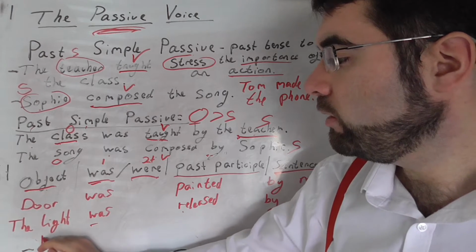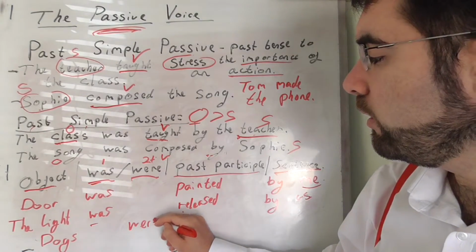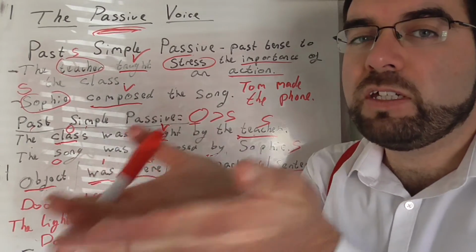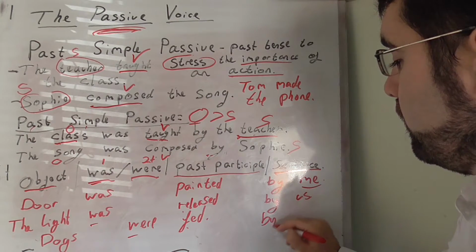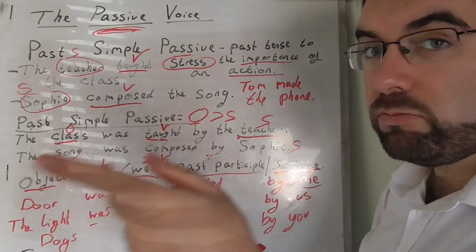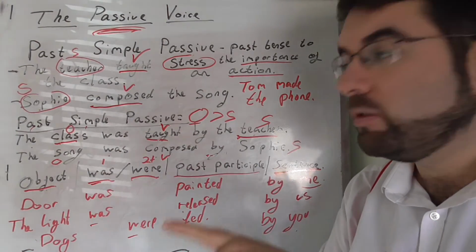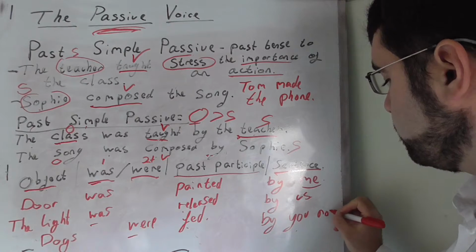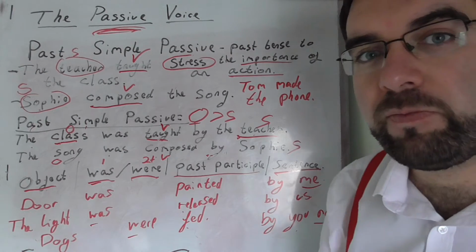The dogs were fed. You have feed, to give food, and fed. The dogs were fed by you. By you, me, us, them, anyone. The dogs were fed by you just now. Right now. Nice and simple.